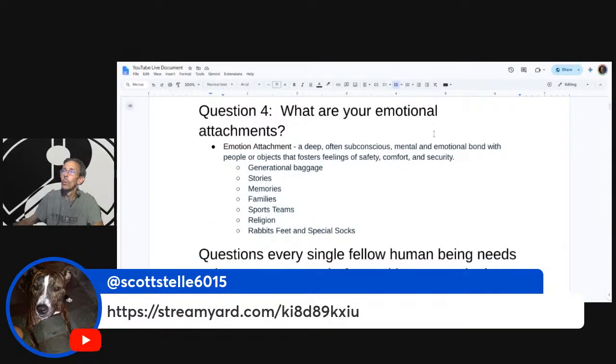Question 4. What are your emotional attachments? Emotional attachments: a deep, often subconscious mental and emotional bond with people or objects that foster feelings of safety, comfort, and security. Generational baggage. If you have a generational story, if you have traditions, you have an emotional attachment. Stories, emotional attachment. Memories, families, sports teams, religion, rabbit's feet, and special socks are all emotional attachments.